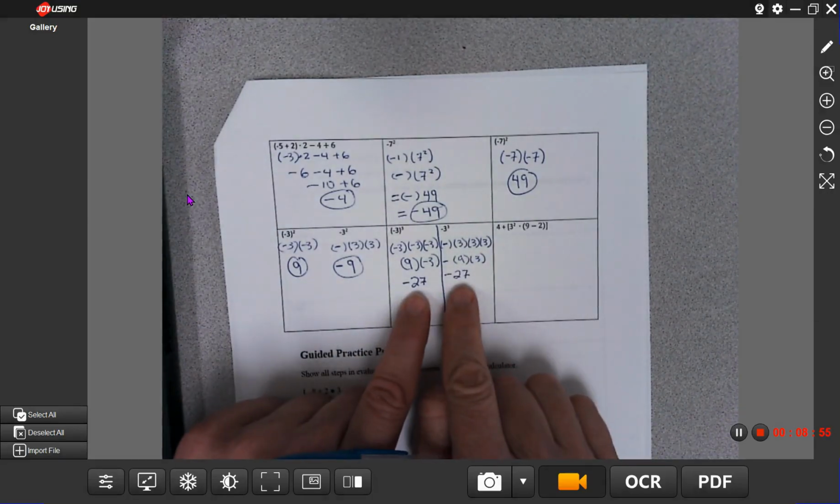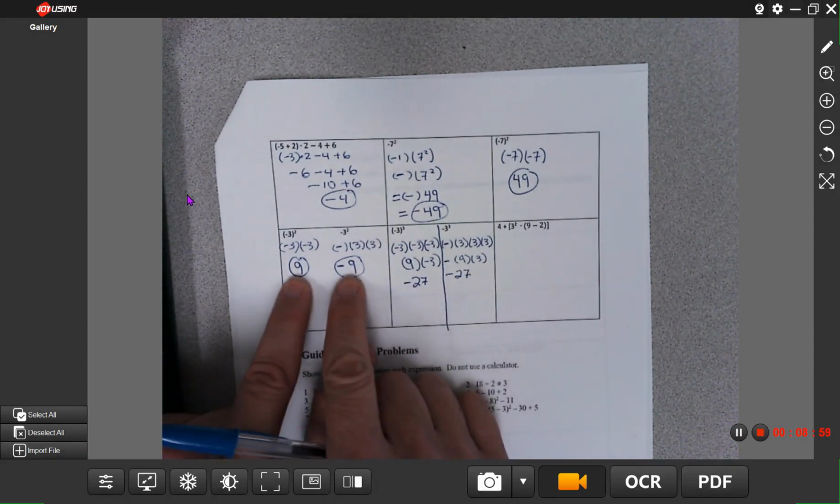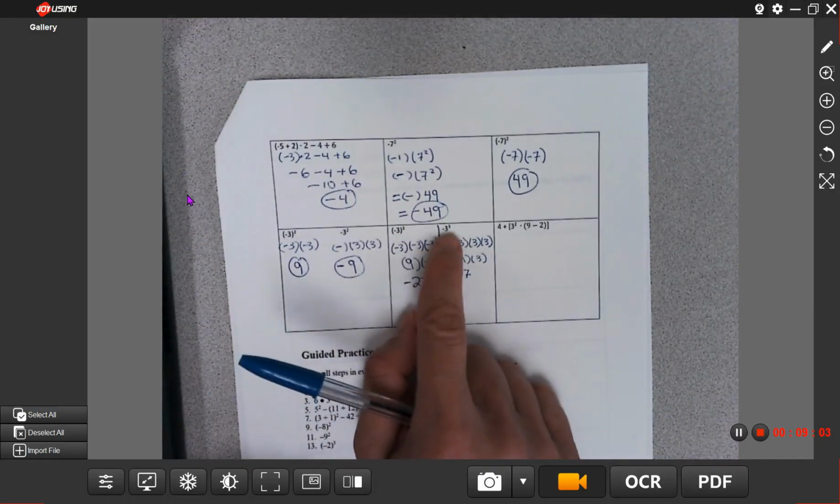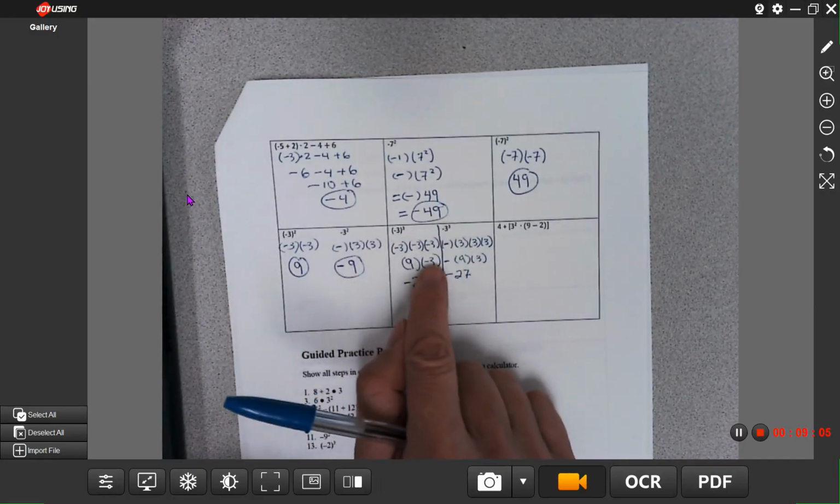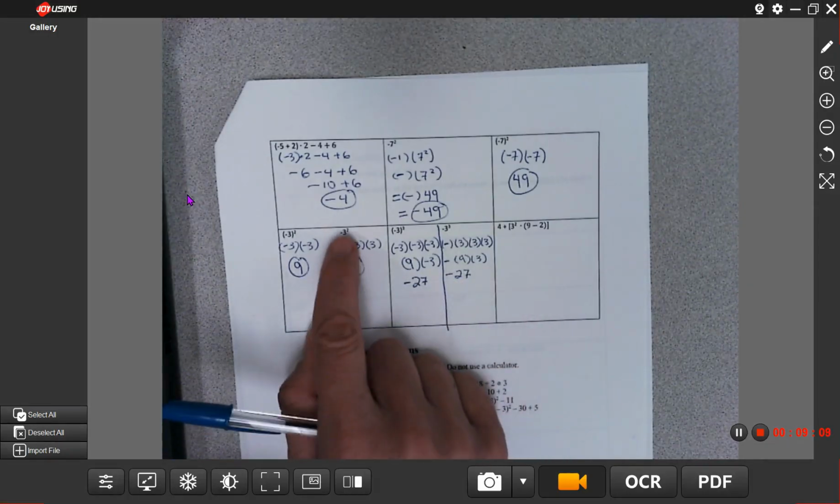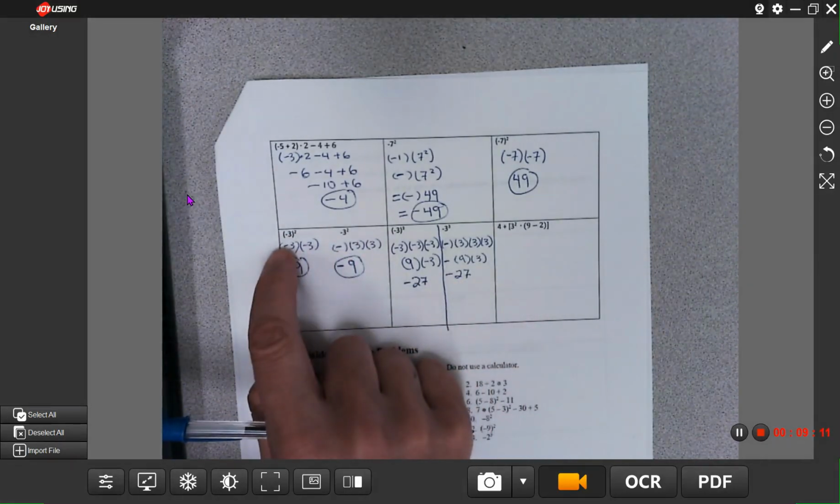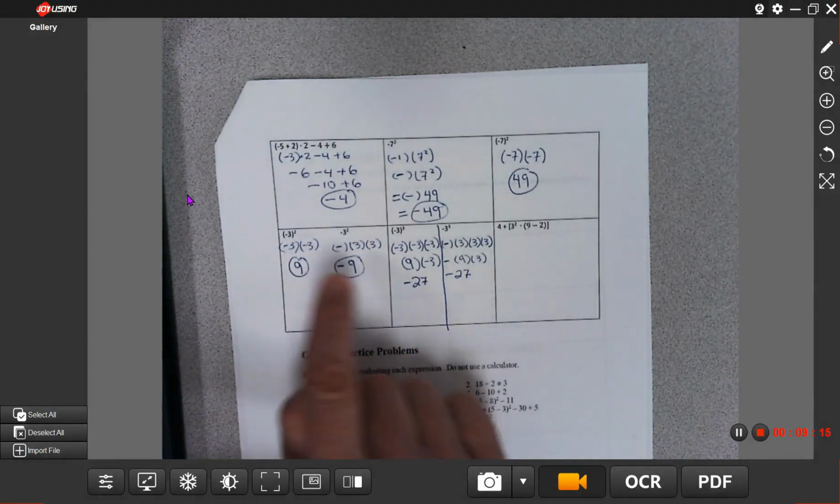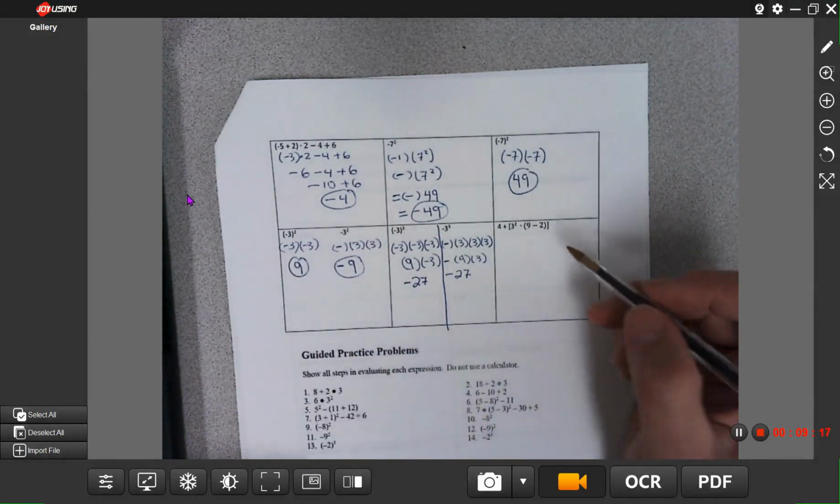So notice I got the same answer for these, but I got different answers for these. So that's important to note. It's because when you're raising something to an odd power, you have an odd number of negative signs. Always works out to be a negative. When you have an even number of negative signs multiplied together, negative times negative gives you positive. So that's how they're different.